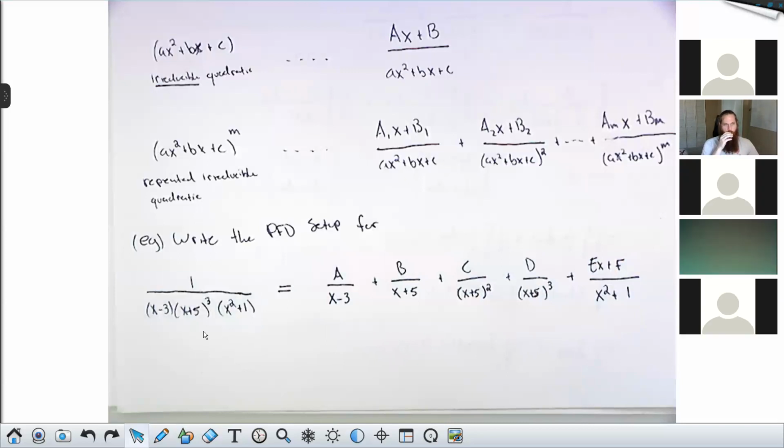I have a question. What would you do for something like this if the numerator was like x squared? The setup would be the same. That would affect you only when you go to build your linear system.